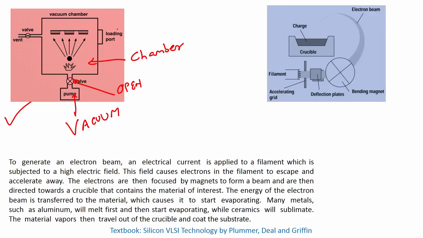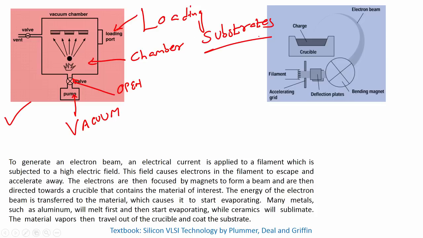Now you see there is a loading port, let me write it clearly, the loading port is used for loading substrates. These are substrates 1, 2 and 3, these are three substrates, okay, and they are connected to the substrate holder. Now what we see here is that there is a boat, this is a representative diagram, okay, which we have heated at high temperature, and that is why the metal is getting deposited onto these three substrates.